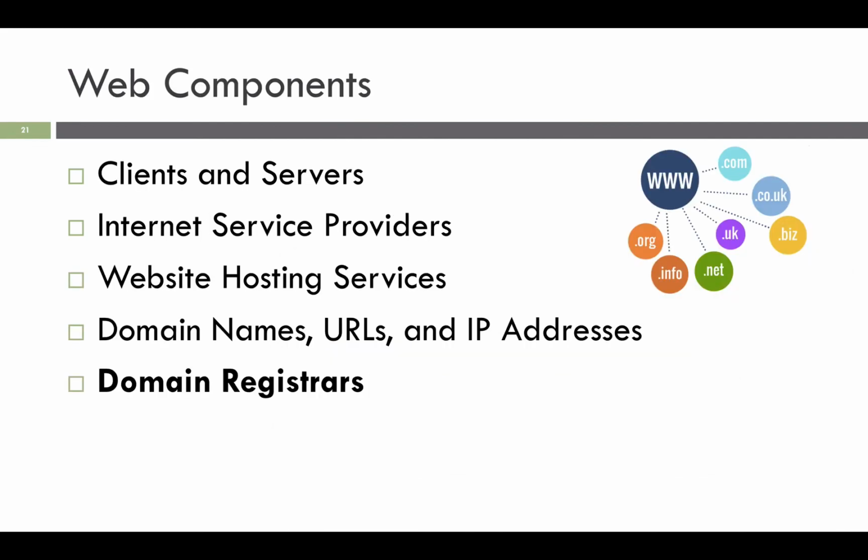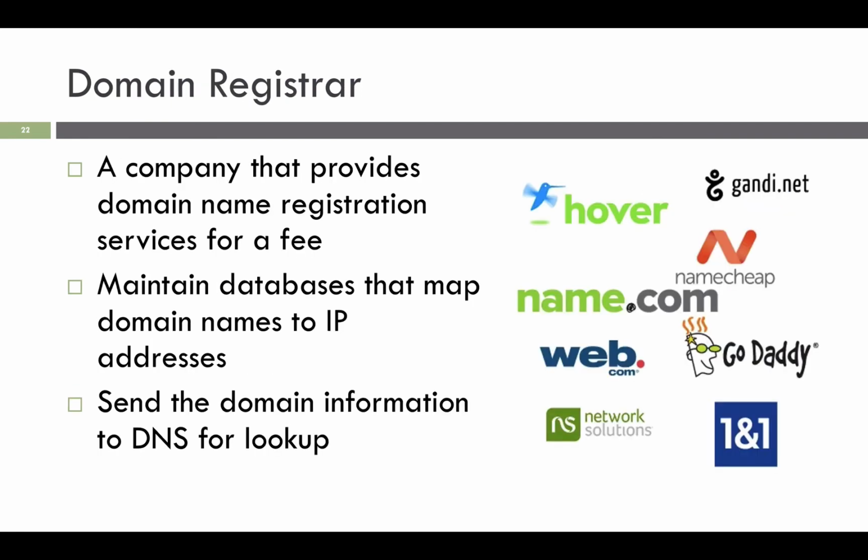A final component remains. How does someone get a domain name? Registrars provide this service and allow users to acquire domain names. A domain registrar is a company that provides domain name registration services for a fee. These companies maintain databases that map domain names to IP addresses.